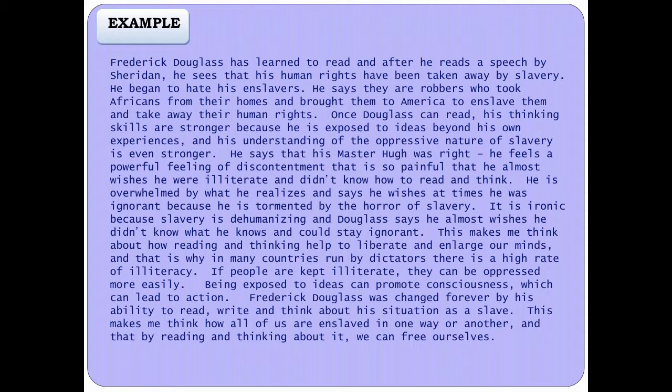And that's why in many countries run by dictators there is a high rate of illiteracy. If people are kept illiterate, they can be oppressed more easily. Being exposed to ideas can promote consciousness, which can lead to action. Frederick Douglass was changed forever by his ability to read, write, and think about his situation as a slave. This makes me think how all of us are enslaved in one way or another, and that by reading and thinking about it, we can free ourselves.